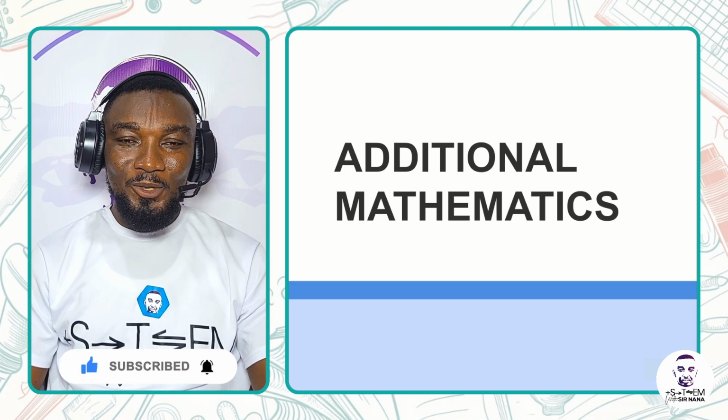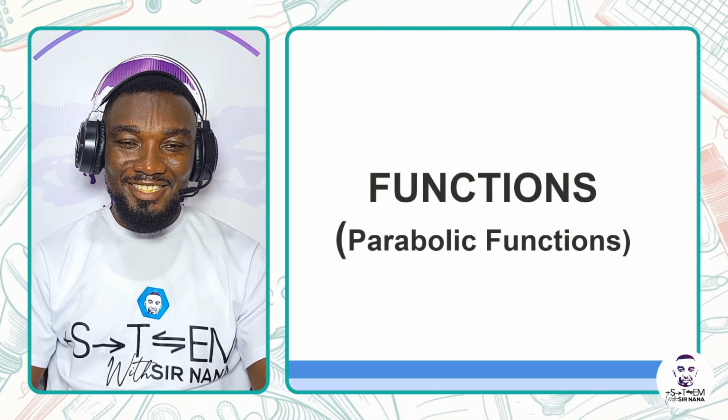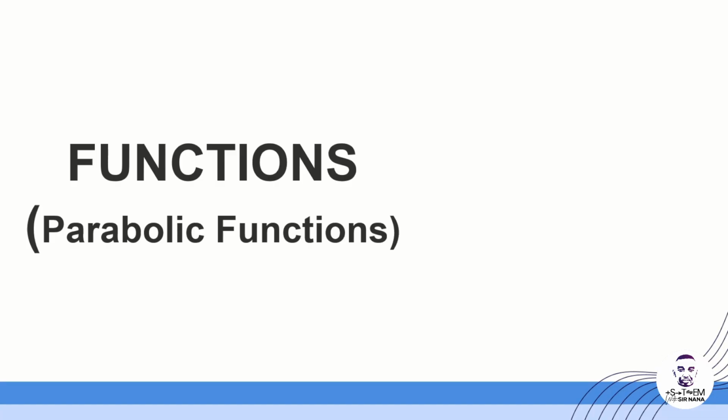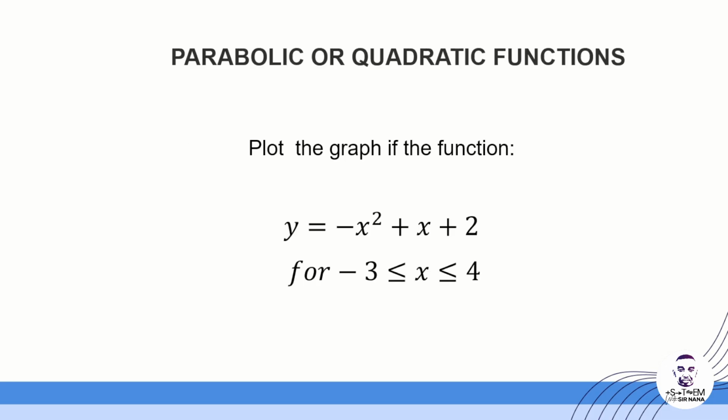In this lesson, we want to look at how we can graph parabolic functions. So we'll move straight and look at a parabolic function and consider how we can graph it. So we are considering the function, say plot the graph of the function y is equal to negative x squared plus x plus 2, and we are plotting that function for the interval negative 3 is less than or equal to x is less than or equal to 2. So let's consider how we can plot this function.